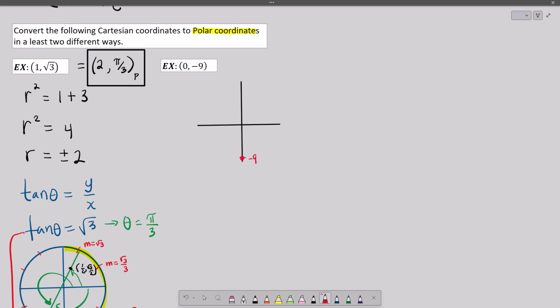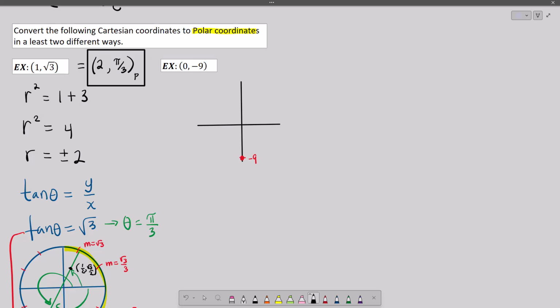Can you see what the r value is? How far is that point from the origin? -9. It's 9 from the origin, though. So when we think about distance to the origin, it is 9. Yes, if we go with one of the contrarian concepts of radius, you could say, oh yeah, -9. But the distance to the origin is 9. And when we think about our standard representation, we want to think about distance.